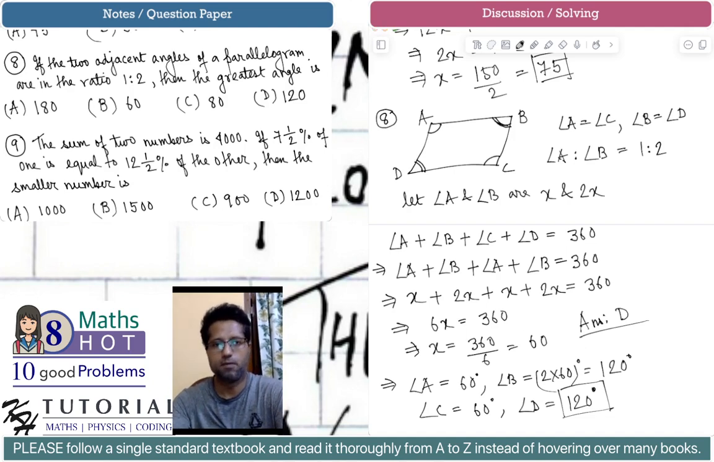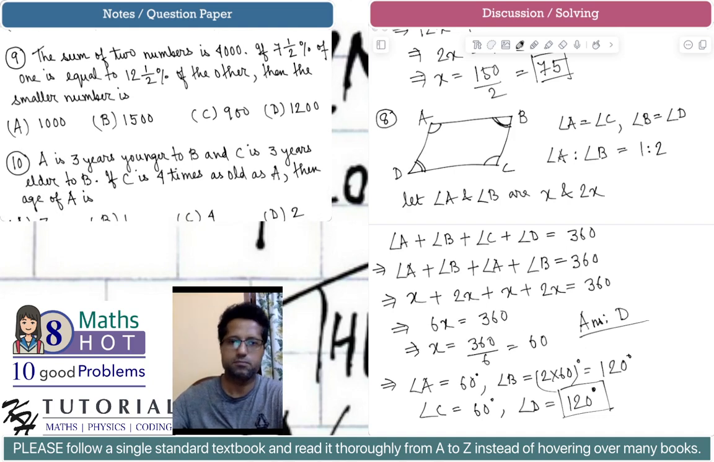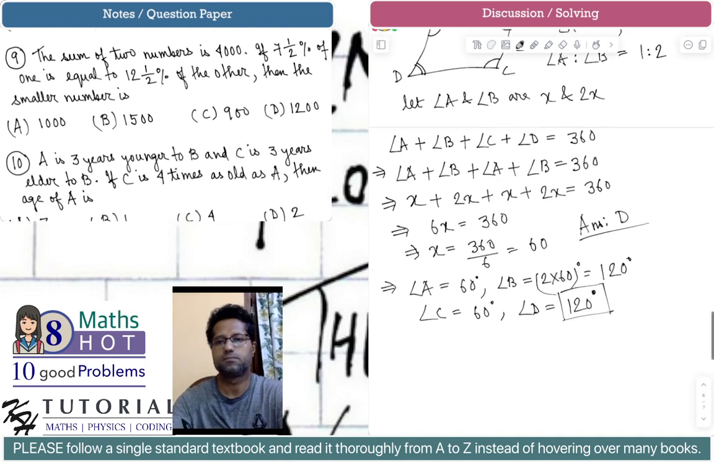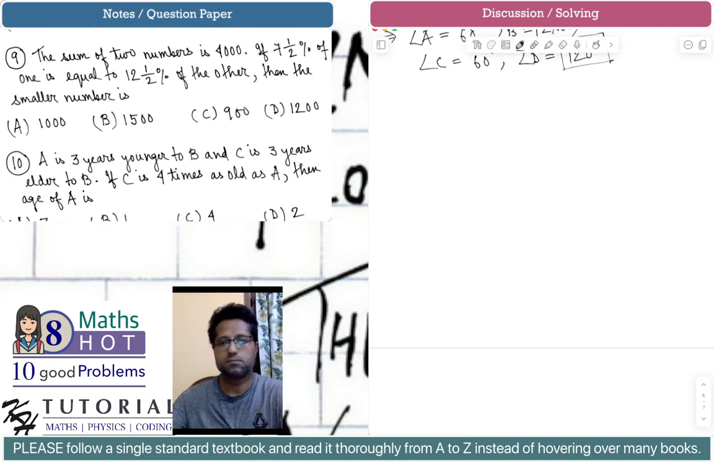Okay, let's do problem number 9. The sum of two numbers is 4000. If 7.5% of one is equal to 12.5% of the other, then the smaller number is... So whatever quantity it is asking, it is the standard method: you always consider that to be the unknown variable. So let the smaller number be x.